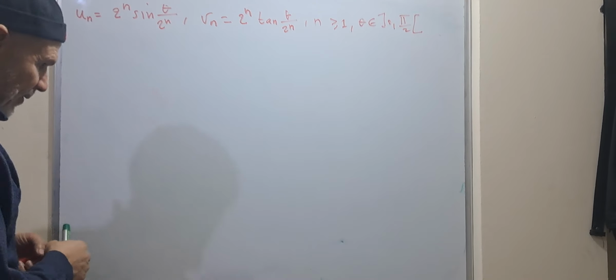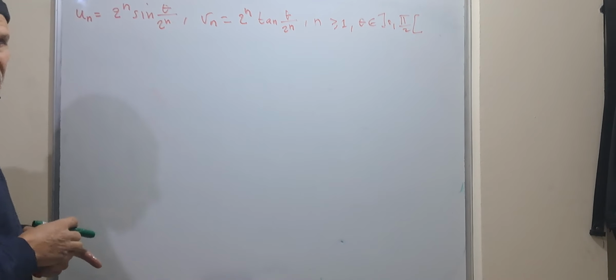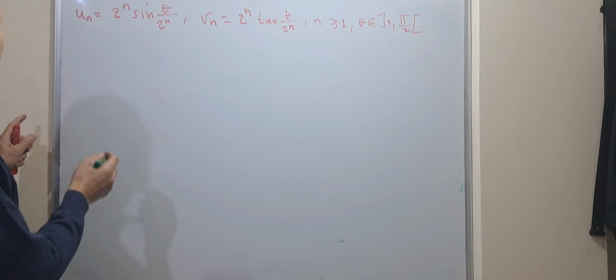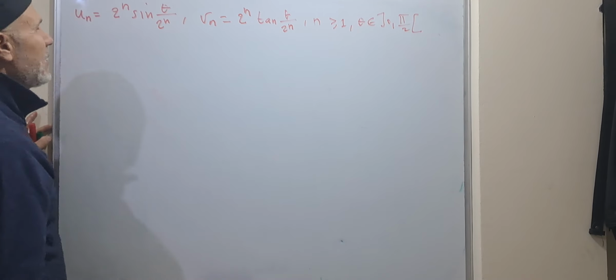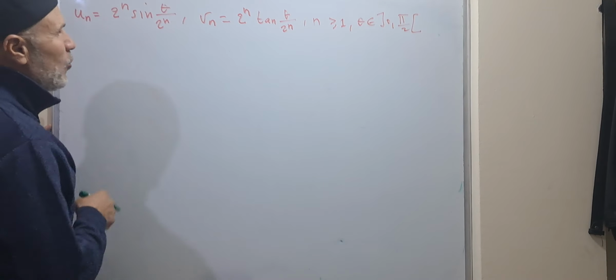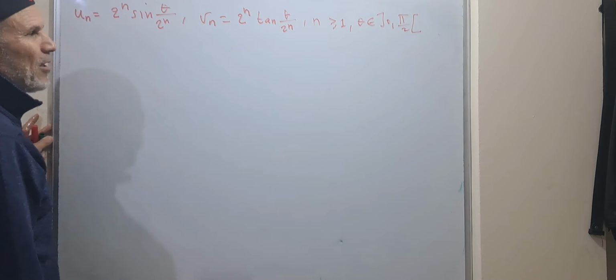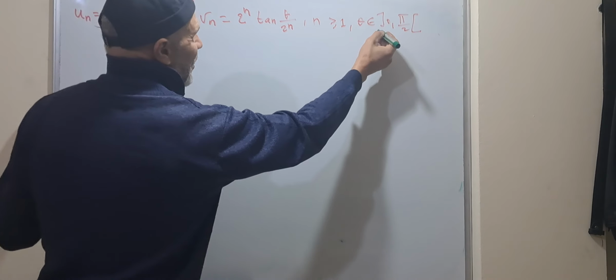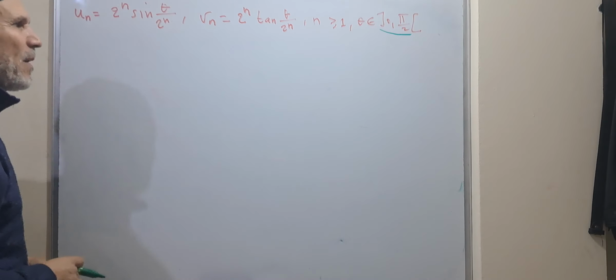Hello everybody. This is an exercise about adjacent sequences. So let us consider u_n equal to 2 power n sine theta over 2 power n and v_n equal to 2 power n tangent theta over 2 power n for n greater than or equal to 1, and theta belongs to the open interval 0 to pi over 2.